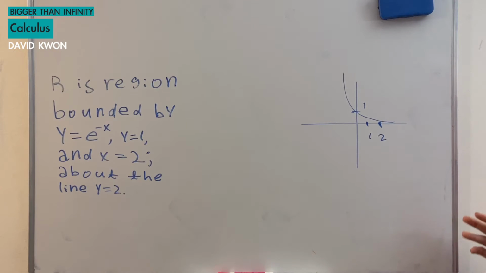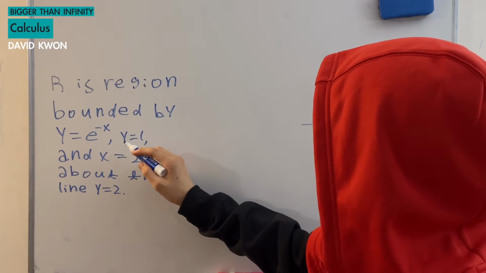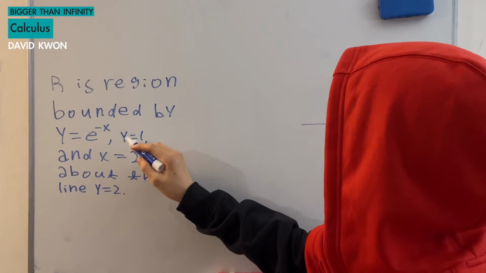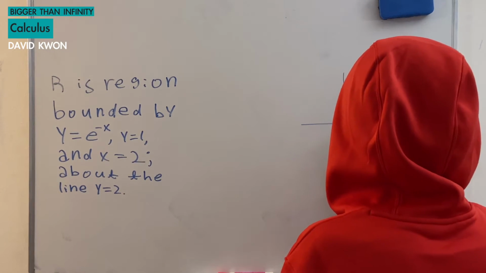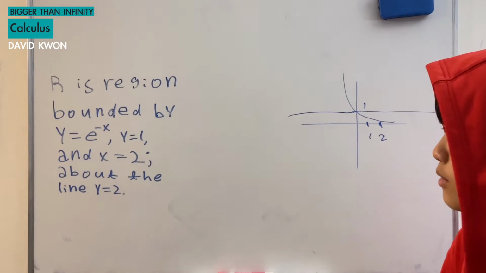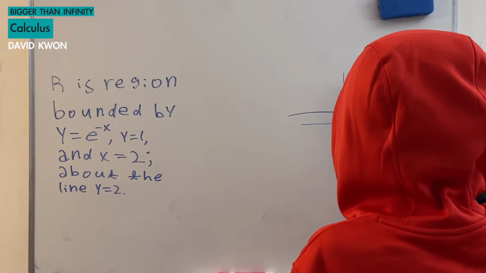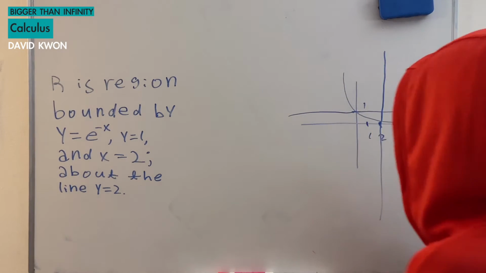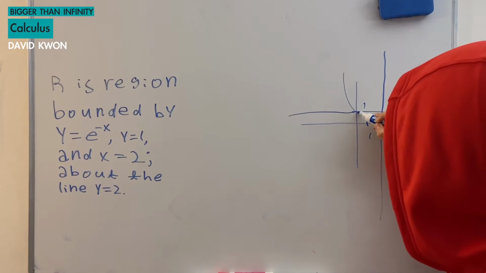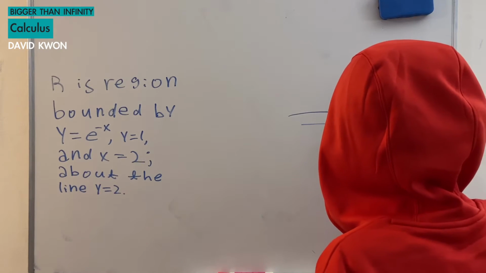Very common sense. And we have another region bounded by y equals 1, so we have a horizontal line like so. And another line that we have is x equals 2, a vertical line at x equals 2. And this is the region bounded, and we will call this R.